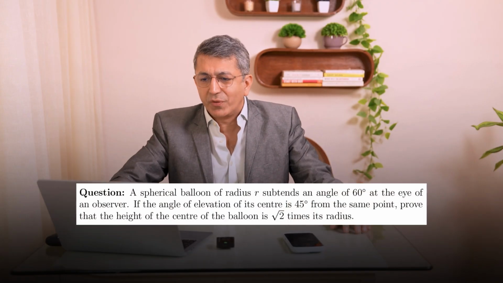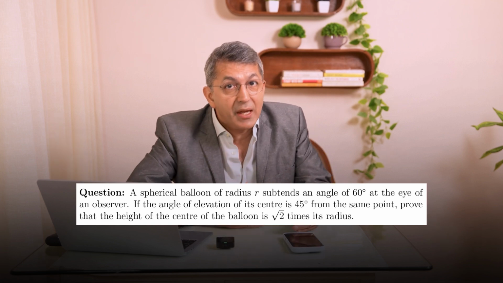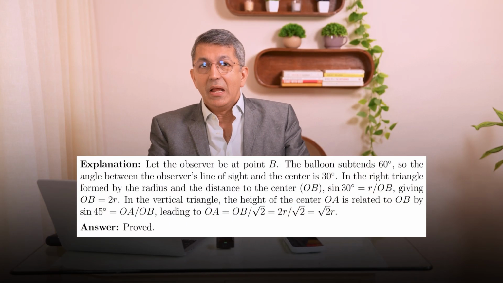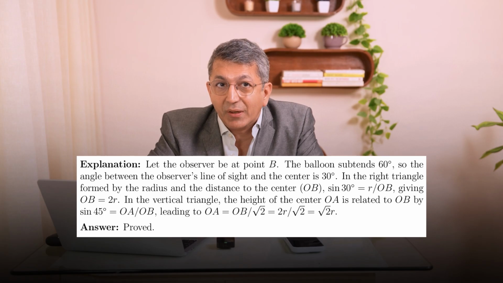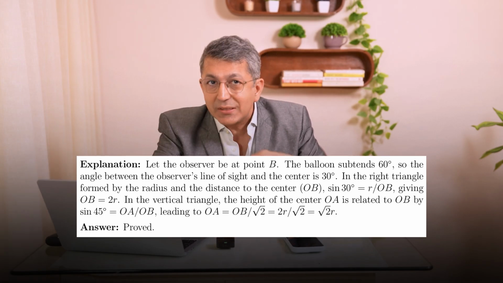Or we have another question for you. A spherical balloon of radius r subtends an angle of 60 degrees at the eye of an observer. If the angle of elevation of its center is 45 degrees from the same point, prove that the height of the center of the balloon is square root 2 times its radius. Concept: trigonometric ratios and geometric properties of circle. Explanation: let the observer be at point B. The balloon subtends 60 degrees. So the angle between the observer's line of sight and the center is 30 degrees.